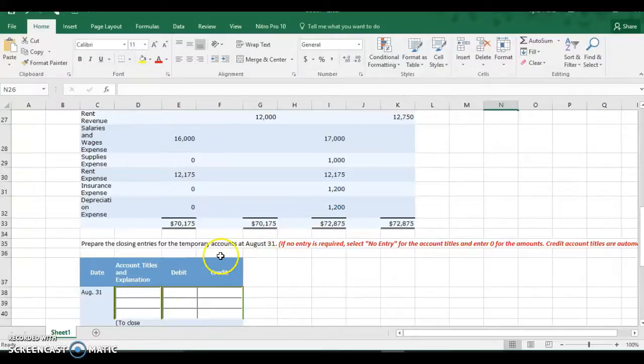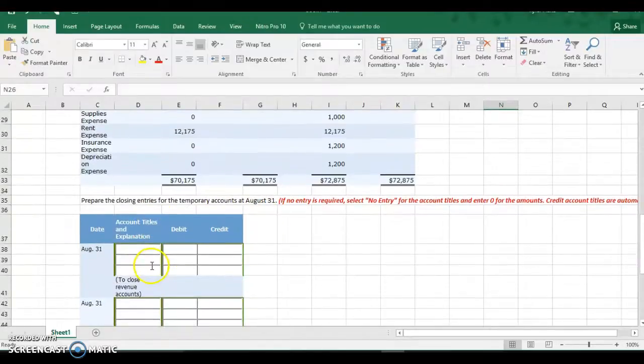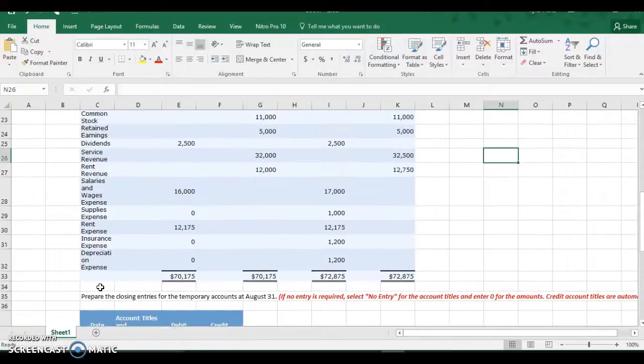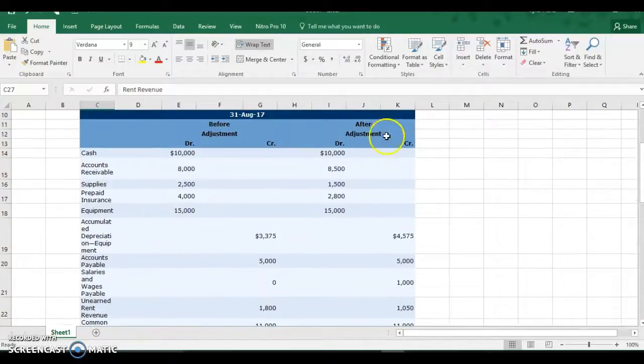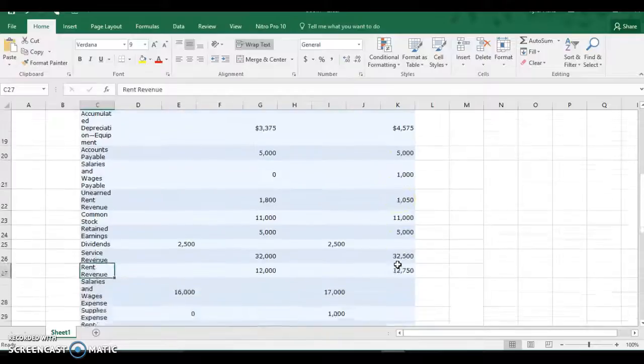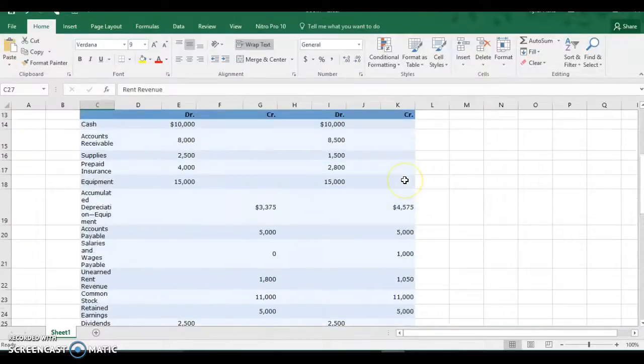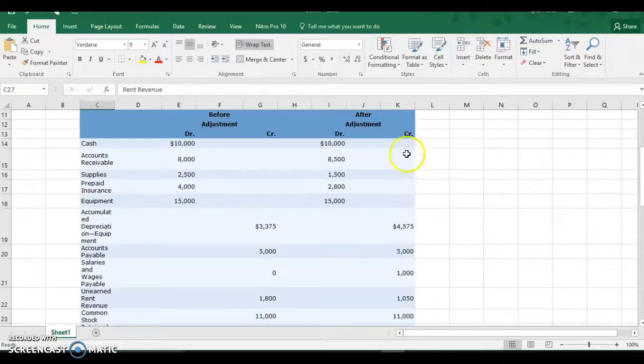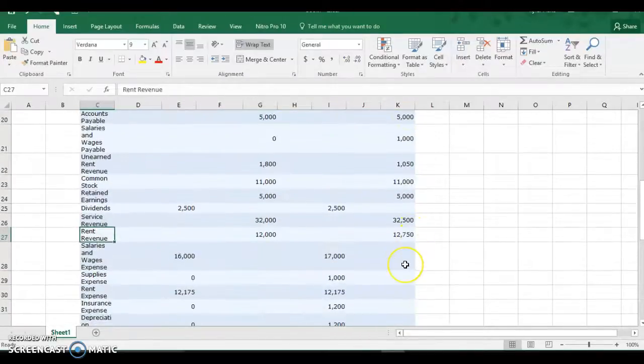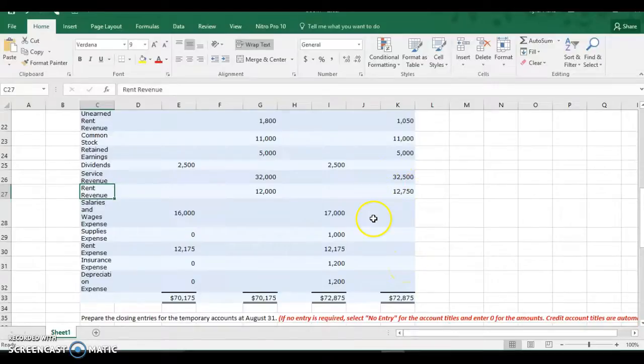So to start by closing the accounts, it says to close the revenue accounts. So we go up to the revenue accounts and we find service revenue and rent revenue, and they have the adjusted amounts right here, which are the ones that we need to close out. As you can see, these accounts are credited right now, so we need to debit these accounts to close them out.